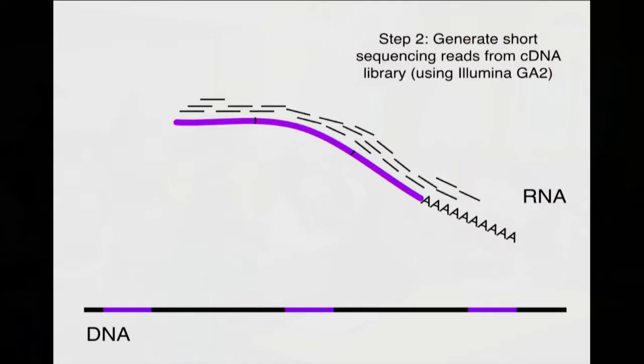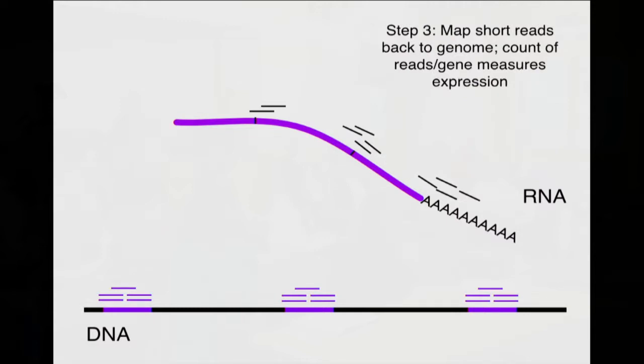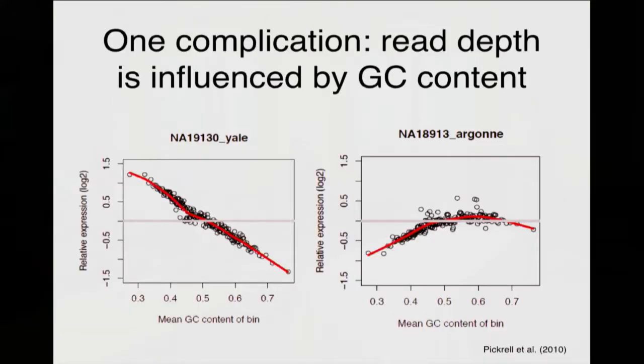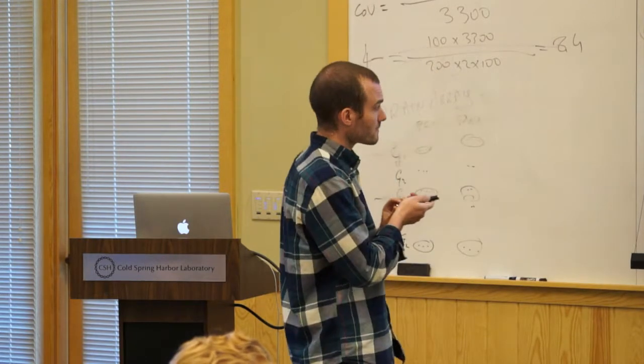And then we're going to generate short reads from the cDNA library, and this was using the GA2. We map those, identify the place where each of these short reads came from, and generate some measure of expression. Say this is one individual at this gene. We could look at another individual at this gene. They're going to have twice as many RNAs, for example, and we get twice as many reads, right? That's the basic principle, but it's considerably more complicated than that, as you may guess. The read depth is influenced by a whole host of other things other than just mRNA expression.